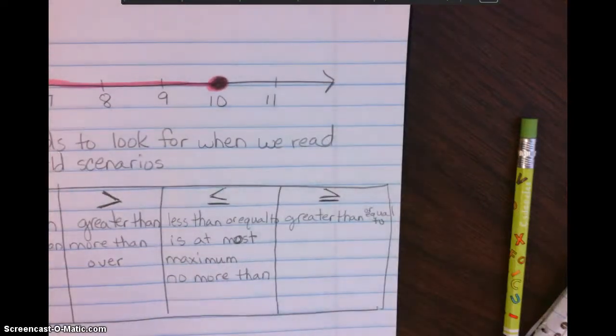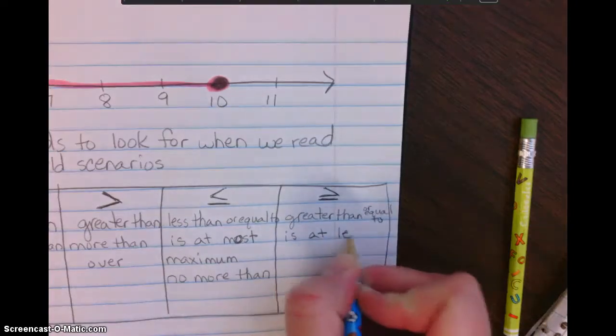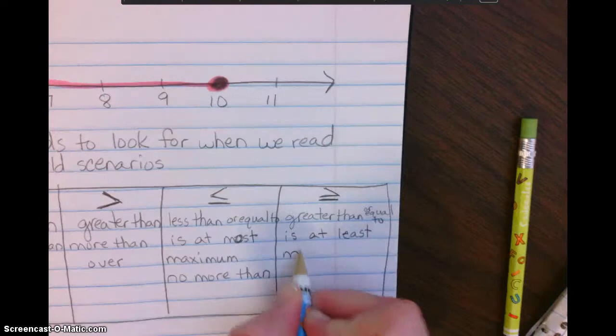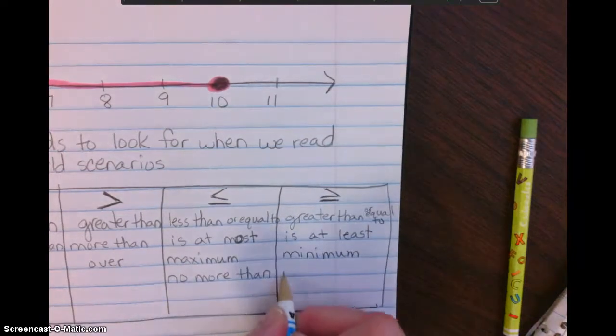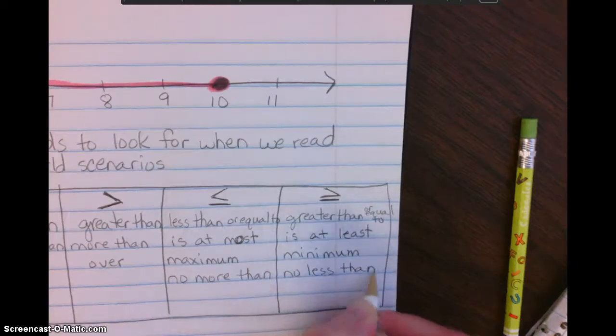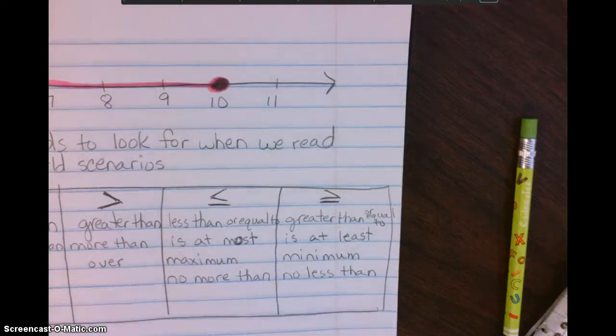Other words that could signal greater than or equal to: is at least, minimum, no less than. I had you leave a few extra lines in case we have other words we discover through our work that we need to add to the chart.